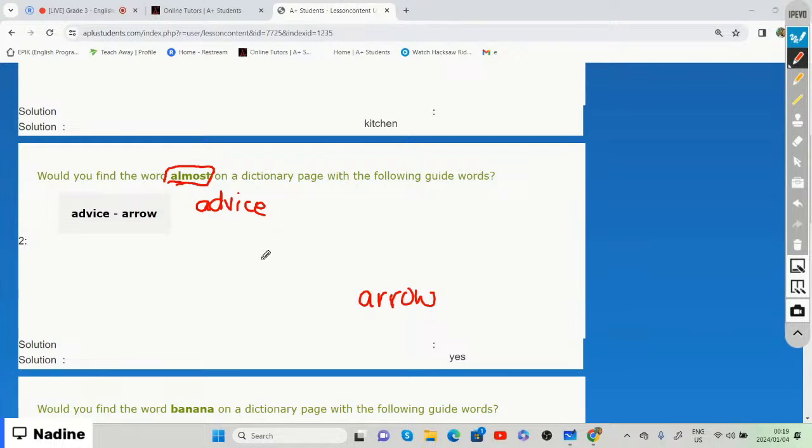And yes, that is correct. Almost does come between arrow as well as advice, because the second letter, which is L, L is after D and L is before R, right? So almost comes between advice and arrow.